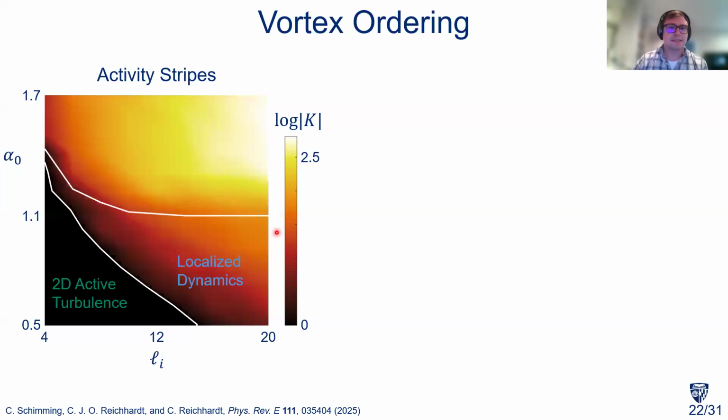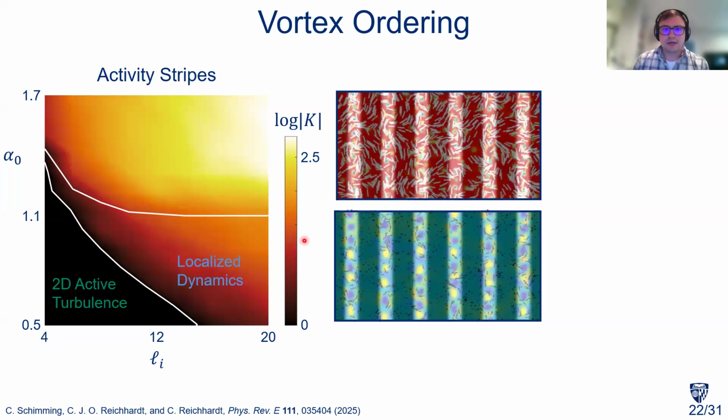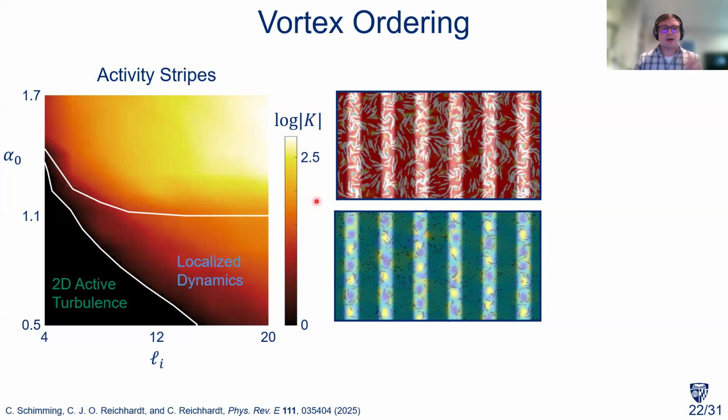For really high activities, we found that the system would coarsen into a system where you have very stable vortices and, again, positive defects that tightly wind around one another. So similar to the vortex lattices, but now they're sort of confined to these activity stripes.